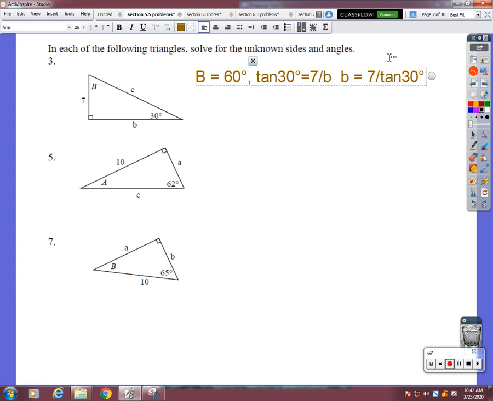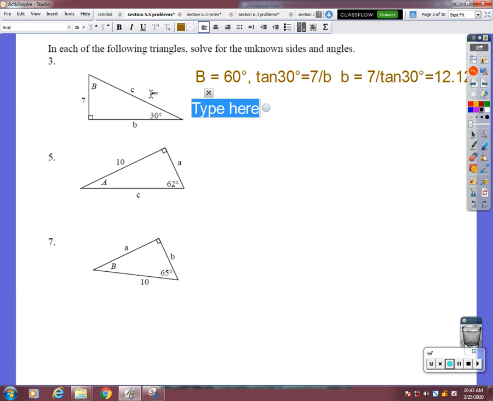And according to mi calculadora, 7 divided by the tangent of 30. Again, we need to make sure we're in degrees, not radians. That works out to be 12.12. Okay, so that was side B.